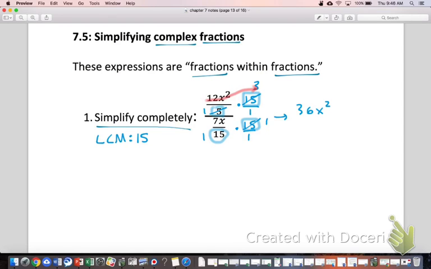Denominators now, what's 1 times 1? 1. So division by 1 really makes no difference, does it? No. So I'm not even going to bother writing that. The main fraction bar is there. Now down in the denominator, I'm going to multiply the 7x times the 1, which of course is just 7x.